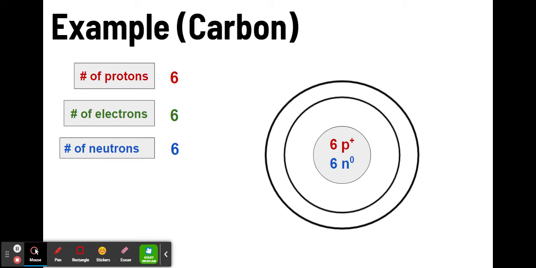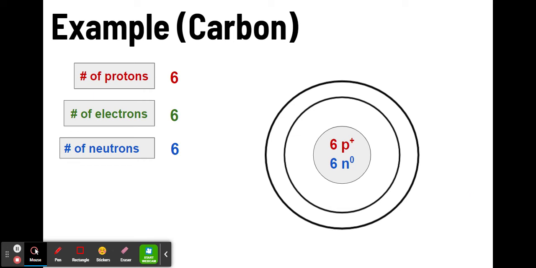Remember when I told you to draw an atom, you have to put the protons and the neutrons in the nucleus. So this gray circle represents the nucleus, and I've written 6p+. The p+ stands for a proton, and I've written 6 n with a 0, and the n with a 0 stands for 6 neutrons. Okay, so those are both placed in the nucleus.